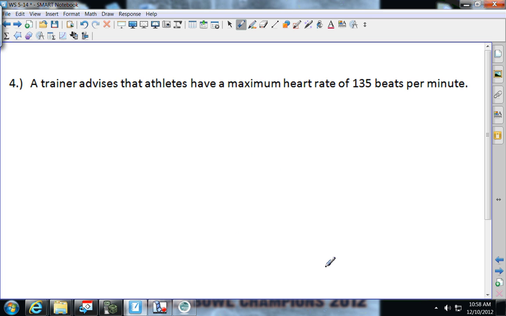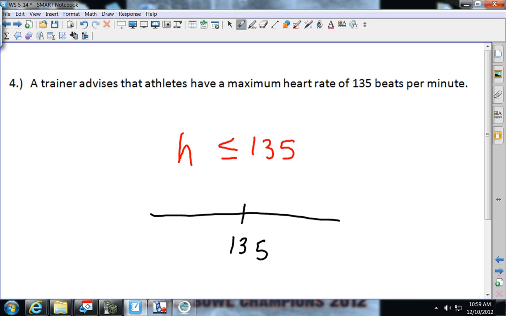A trainer advises that athletes have a maximum heart rate of 135 beats per minute. If it's maximum, you want to have it less than or equal to 135 beats per minute. They don't want to go any higher than that. So on my graph, I have 135. It's a closed dot because it's equal to. Less than, I shade to the left.